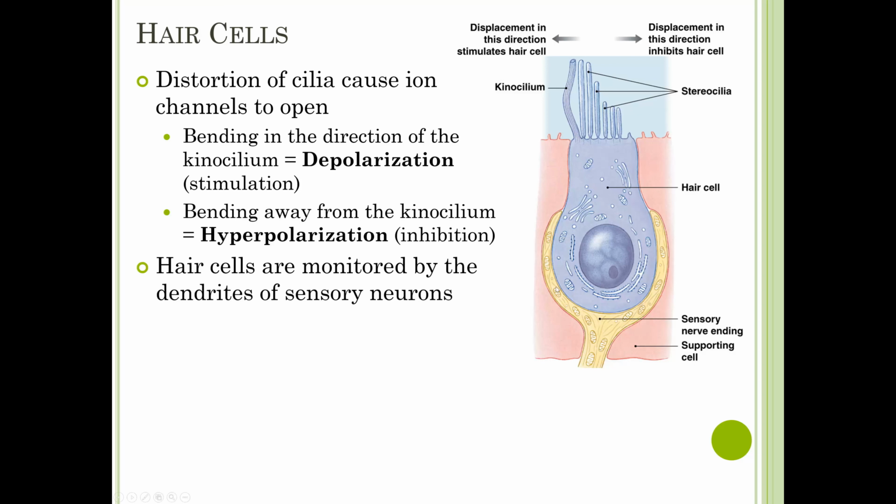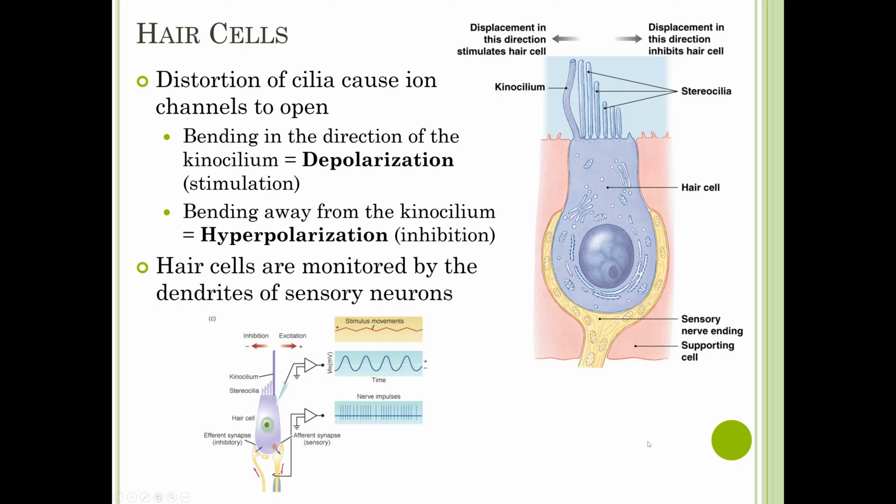So again, the hair cells are monitored by the dendrites of sensory neurons. We can see, if we hook up electrodes to both the hair cell and the sensory neuron, that if we bend away from the kinocilium, we get inhibition, and that blocks action potentials. And if we bend in the direction of the kinocilium, we get excitation, which causes action potentials.